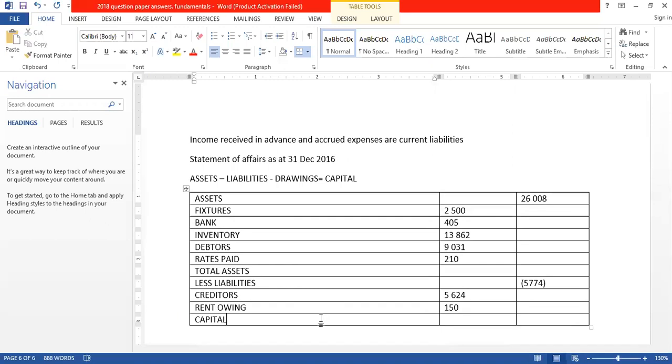Okay, so therefore our capital amount is how much? The capital amount that you are looking for is 26,008 minus 5774. So it's 20,234. So that was the capital amount that you're looking for. Then we continue to the next session because this session will end itself within seconds.